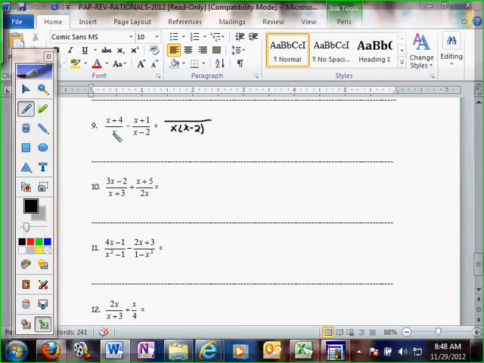Now, since I multiplied this denominator by this denominator, I must multiply this top by this denominator. So I get an x plus 4 times x minus 2 minus, open up a set of parentheses because you have to distribute this minus sign to everything inside over here. I multiplied this denominator times this denominator, so I must multiply this top by this denominator.